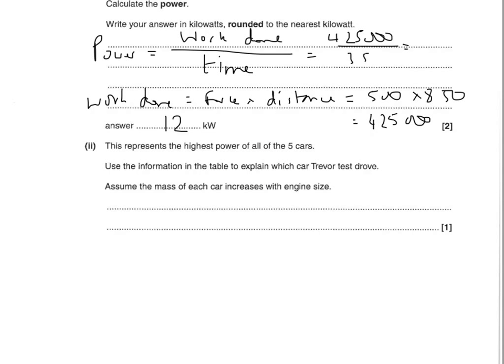car Trevor test drove. So it's car V, and your explanation is because it has the biggest engine size, or we could say car V because it has the highest top speed, or you could say car V because it has the highest acceleration. So you first have to say car V, but to get the mark you have to say it has the biggest engine size, or highest top speed, or the highest acceleration.